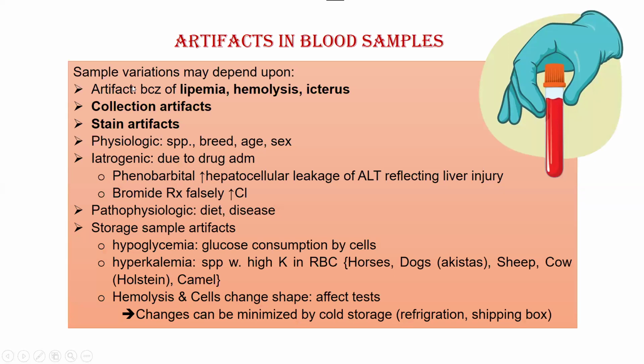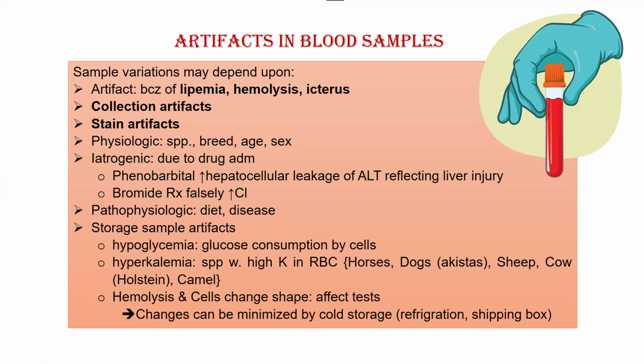The first factor upon which sample variation depends is lipemia, hemolysis, or icterus. That is, the sample being submitted to the lab has either lipemia or hemolysis or is icteric. These are three important things I am going to discuss in detail in the next slides. Then there are collection artifacts, which will be discussed later, and then there are stain artifacts, which appear while staining in the lab. We are going to see those artifacts in detail in the next slides.